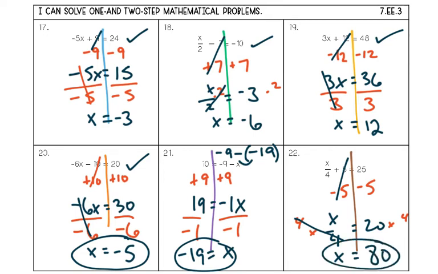I can check that by plugging that back into my original equation. 80 divided by 4 is 20. 20 plus 5 is 25, so I know I did my equation correctly.